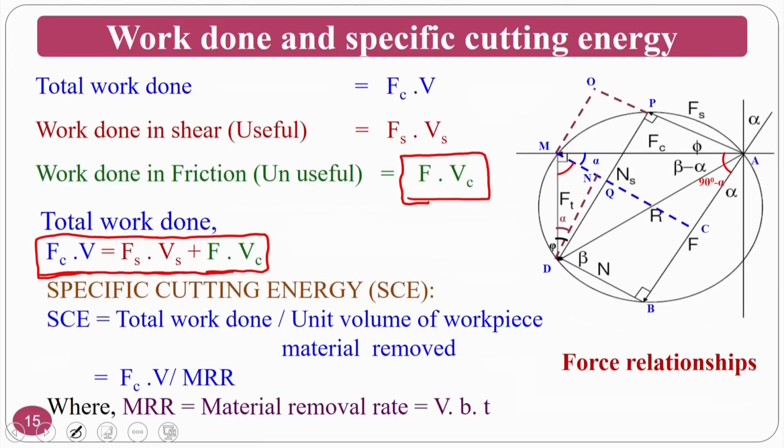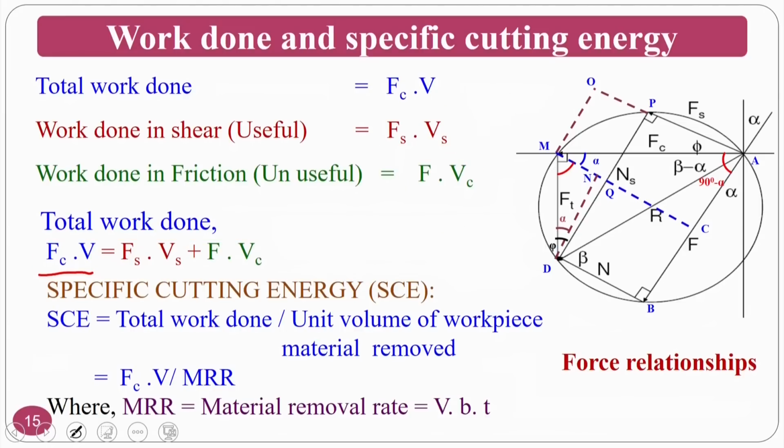At the same time, tool coatings are done, and different types of lubrication are used, like minimum quantity lubrication, flood lubrication, or cryogenic lubrication, so that the factor Fc into Vc goes down. My main aim is to increase this Fs into Vs. So these are the alternatives, cooling and all those things, so that my useful energy increases for the same input Fc into V. Okay, so that's about the useful.